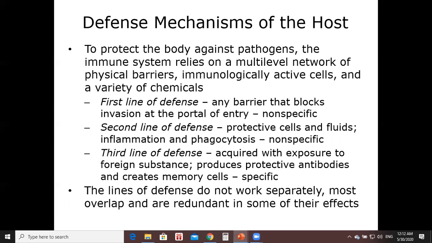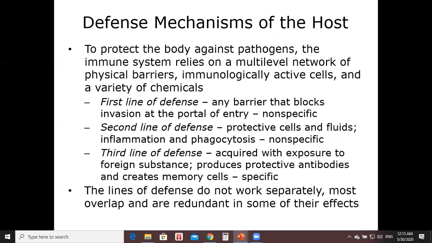They're non-specific. Once again, they aren't targeting a specific intruder. They just will stop whoever should not be there. Then you have the third line of defense. This is acquired with exposure to a foreign substance. Now, this is where you provide protective antibodies and creates memory cells.